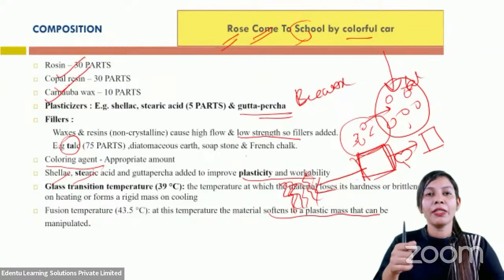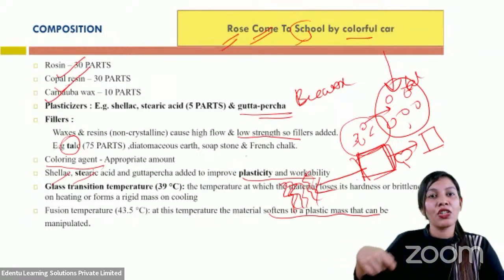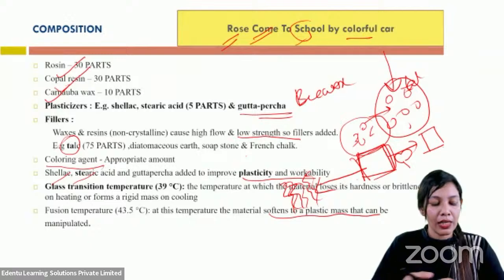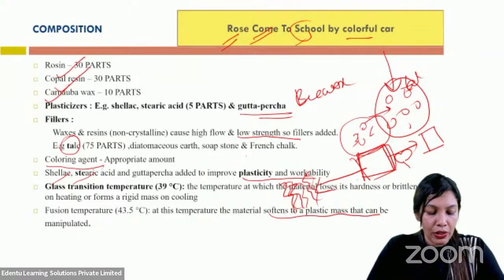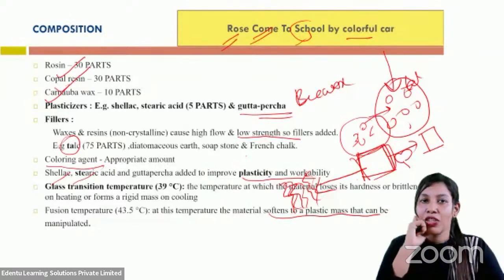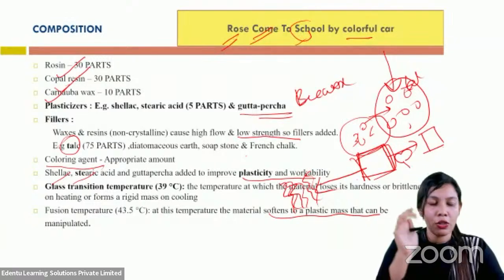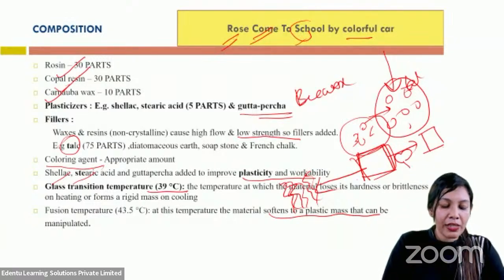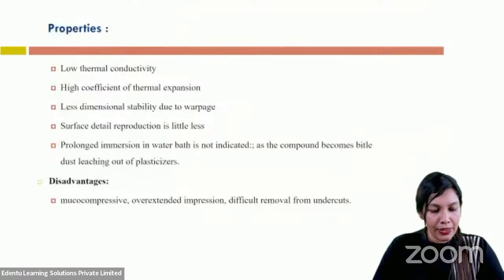That this is the fusion temperature means we will be heating the material so that we can actually use it, which is more of a flowable or more of a plastic material that helps in its use. That is called the fusion temperature. So glass transition temperature is 39 degrees Celsius. You need to memorize this. Fusion temperature is 43.5 degrees Celsius.